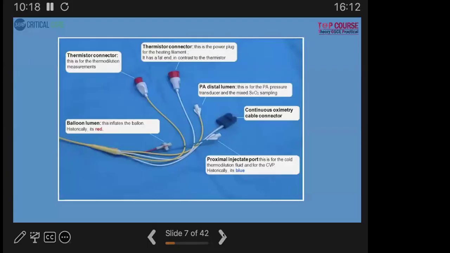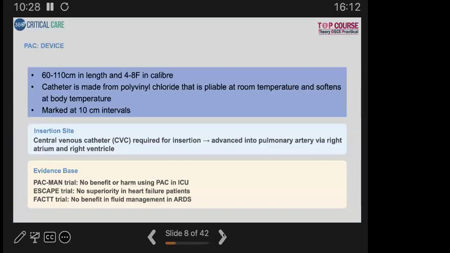First is the invasive device. So can someone tell me what catheter it is? Pulmonary artery catheter. Yeah, it is a pulmonary artery catheter. So how are we going to identify it? Usually it is one of the longest catheters, 110 centimeters in length and 7 to 8 French in caliber. That is a common adult size we use. And the catheter is made from a polyvinyl chloride material that is pliable at room temperature and softens at body temperature.